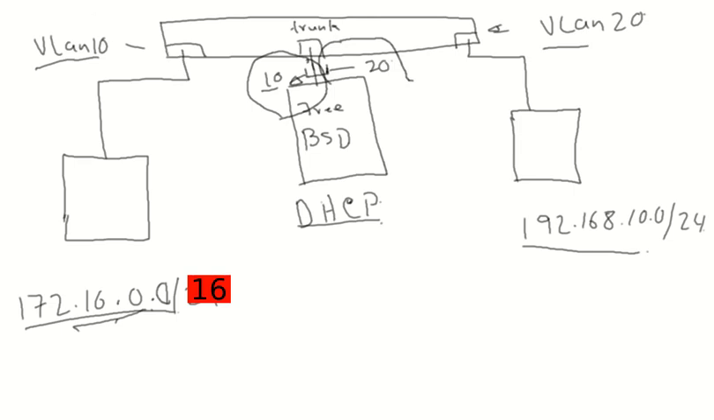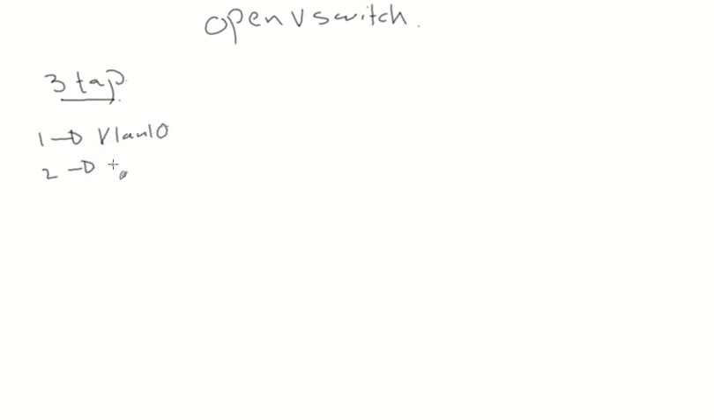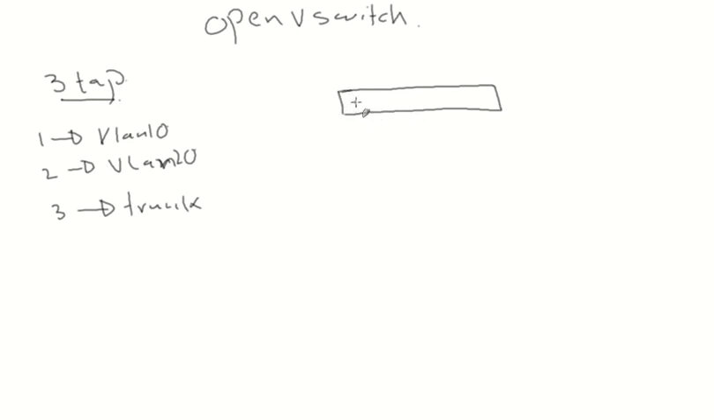So the way we are going to have this in our virtual environment is through Open vSwitch. I'm going to create 3 tap interfaces. One is going to be in VLAN 10. Second is going to be in VLAN 20. And this third one would be the trunk one. So I'm going to create a bridge on my physical machine, and then assign these tap interfaces to one of these ports.